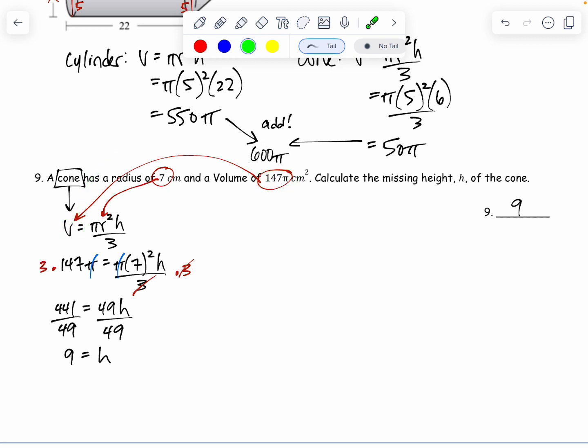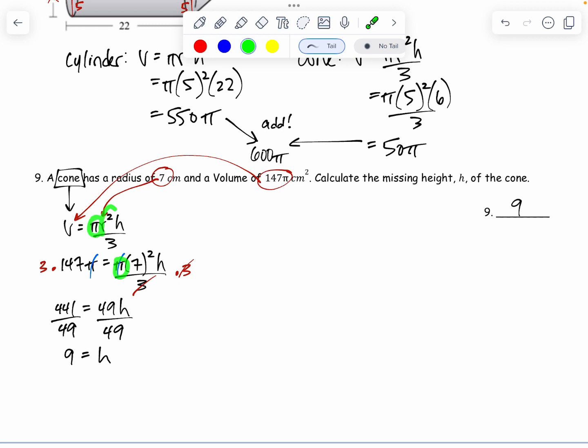So you can see, look at what I wrote in black here. I have 147 pi, that's the volume. Some of you forgot to write the pi in the equation and that made it confusing for you. This whole thing is 147 pi, so plug that in for volume. And then don't forget your equal sign, keep the equals. I still have this pi right here.